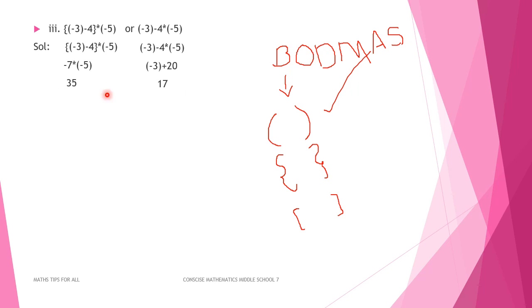From these both integers, which is the greater? We all know that 35 is greater. So minus 3 minus 4 in flower braces into minus 5 is greater. I hope you understood it clearly.